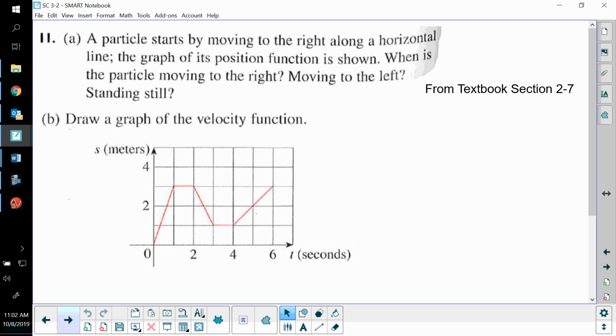So we've got a graph here. It is a position and time graph. It's always going to be important to look at our axes because sometimes we'll be given velocity and time graphs or derivative graphs. So always look at your axes and see what you're working with first.